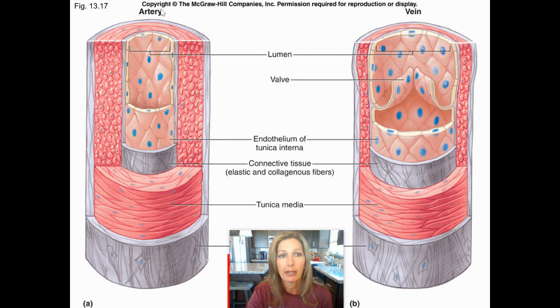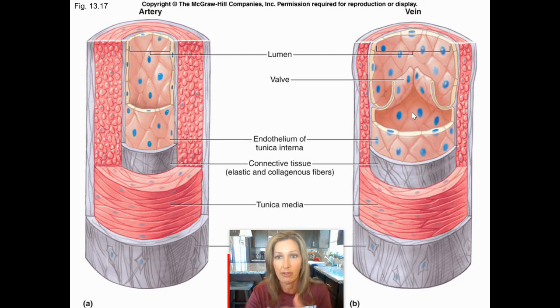Because arteries are carrying blood away from the heart, they're under a tremendous amount of pressure. Therefore, they need to be thicker walled. They also need to help monitor blood pressure. We measure blood pressure through arteries. They need a lot of smooth muscle in order to relax, contract, and adjust your blood pressure too.